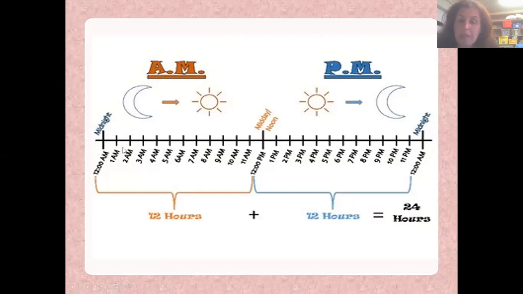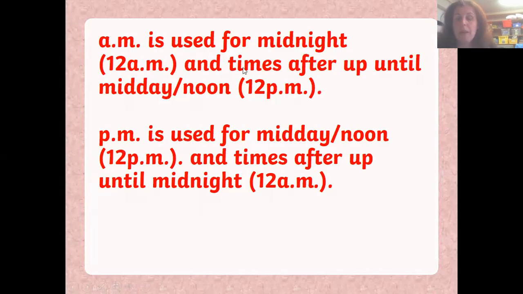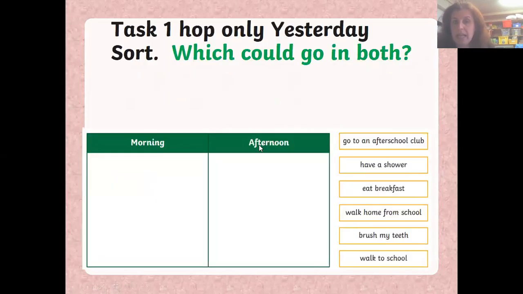So our morning times are AM, and they start when we're asleep, and our PM times start at lunch times, which is the afternoon. So AM is used for midnight and times after up until midday or noon, and PM is used for midday or noon and times after up until midnight.